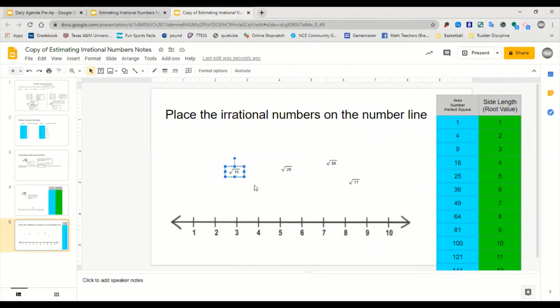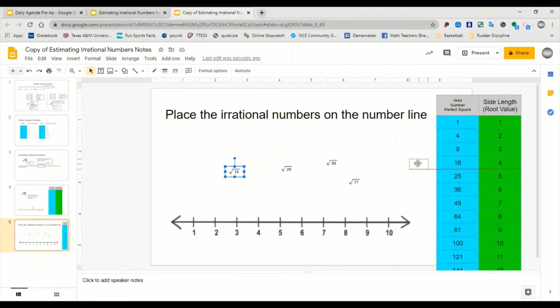Amelia, tell me between what two perfect square numbers is 10? So if I was going to drop it over here, between what two numbers in the blue would I put it between? 1 and 4, 4 and 9, 9 and 16. Where would I put it?